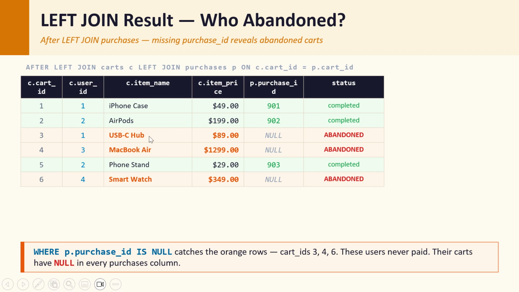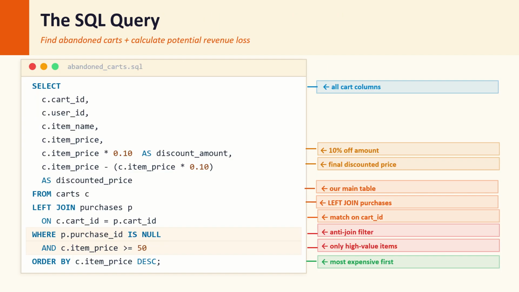And there are no matching columns in the right table for these three items: USB, MacBook, smartwatch. So there is a null coming here, and we will use left join plus is null. So that's basically an anti-join. There is a small difference between normal join and anti-join. A normal join is something where we say give me the rows that match, whereas an anti-join gives me rows that do not match. So that's why we call it anti-join.